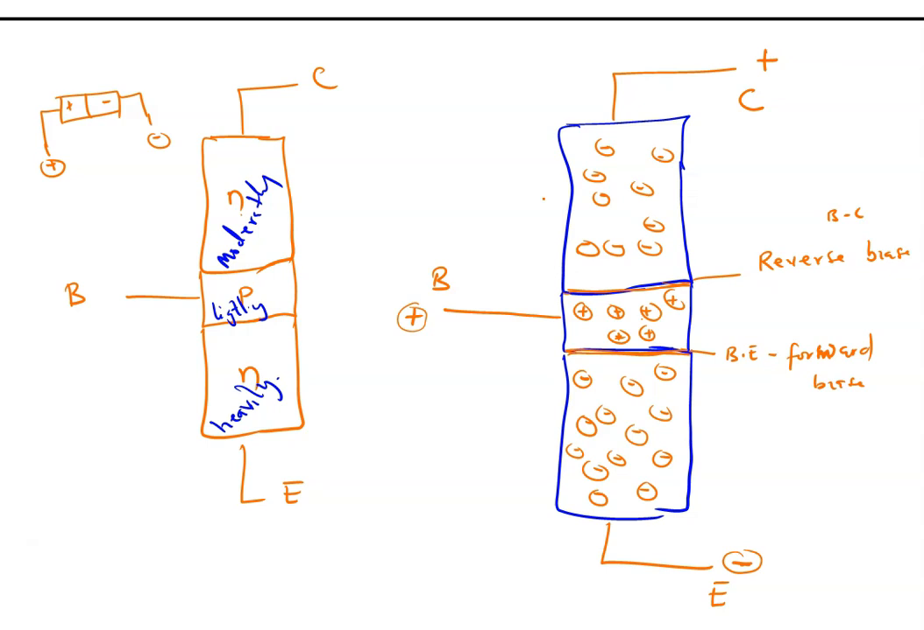So how does the operation take place? Because this junction, the BE junction, is forward biased, as soon as I power this device, the electrons begin to flow to the region here.